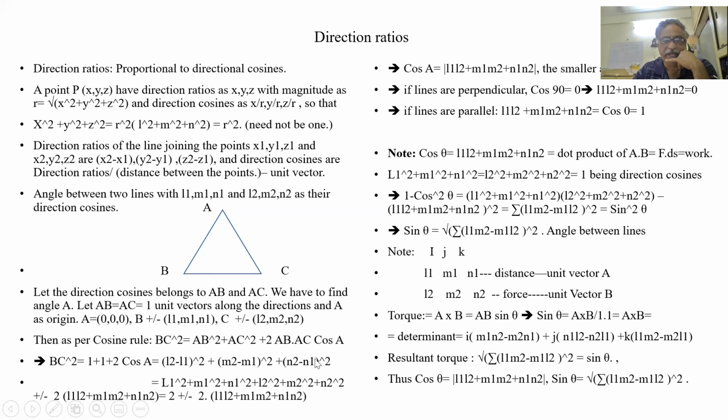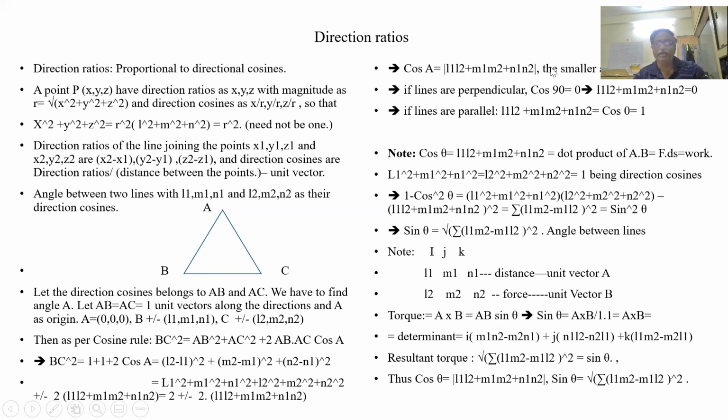So when we expand this, what will it become? L1 square plus M1 square plus N1 square, this is 1. L2 square plus M2 square plus N2 square is also 1. So this becomes 1, this becomes 1, minus 2 into L1 L2, M1 M2, N1 N2. So here this 2 and 2 get cancelled. 2 cos A and this 2 into L1 L2 cancel. So what is cos A? It is L1 L2 plus M1 M2 plus N1 N2. So this is the cos A, the angle between two lines.